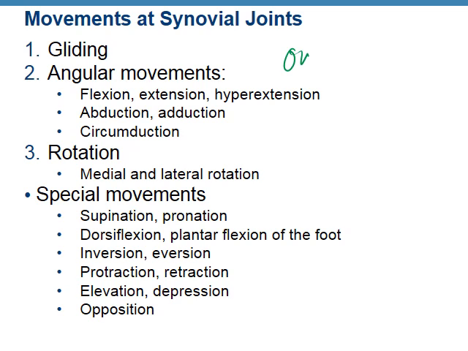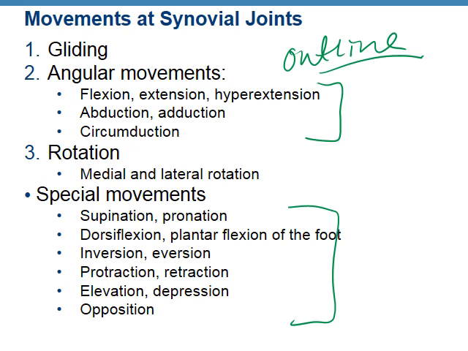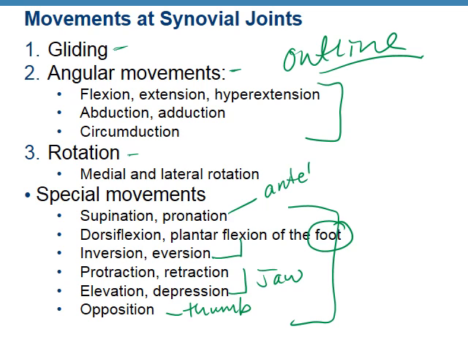Here's the outline for these movements. So you'll see here all of the subcategories that we're going to talk about. There's a lot of new terminology in Chapter 8. I'd make sure I do outlines as much as possible. So again, we're going to talk about gliding, we're going to talk about angular movements, rotation, and then we have special movements. So you can see here we have special movements of the foot, we have special movements of the jaw, thumb, and then this here is the antebrachial region, which we should know as our forearm.